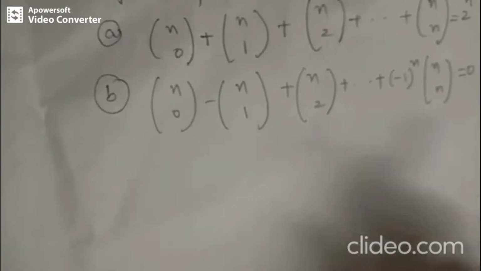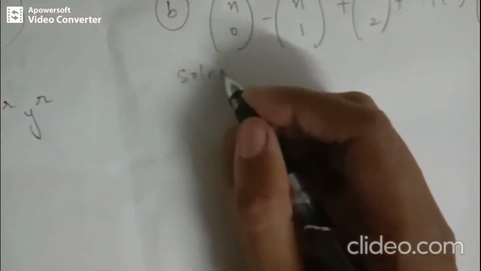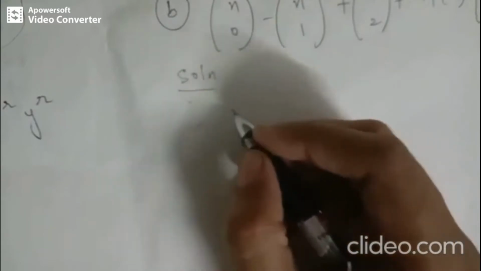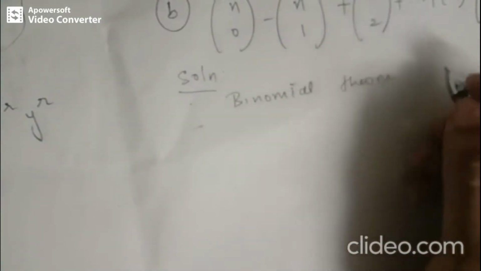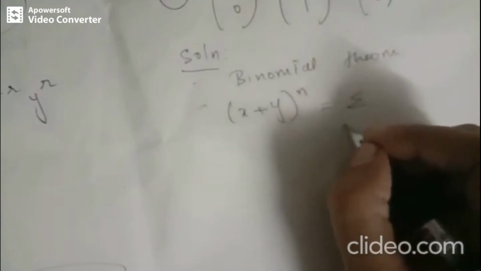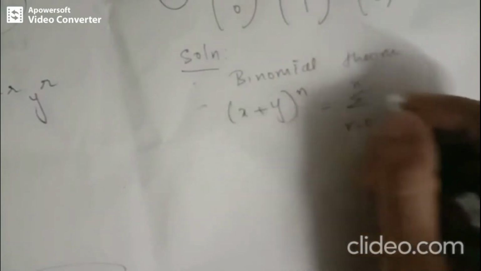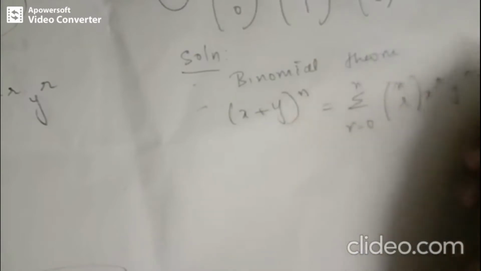So now, once we know that it belongs to the binomial theorem category, we are supposed to write the formula. As we know, the binomial theorem can be stated as, for any positive integral index n, (x plus y) whole raised to n is nothing but the summation of r is 0 to n nCr x raised to r y raised to n minus r, or we can interchange the indexes.